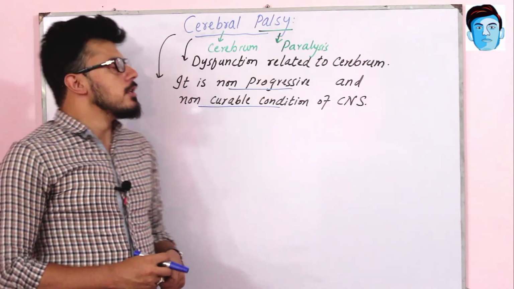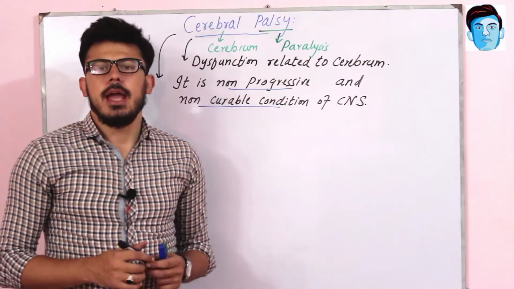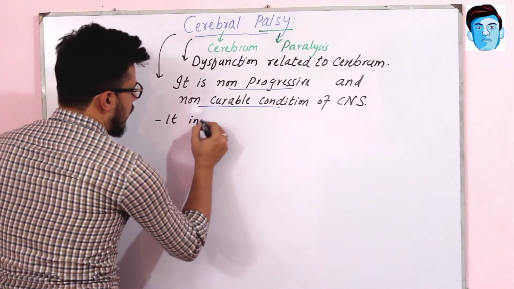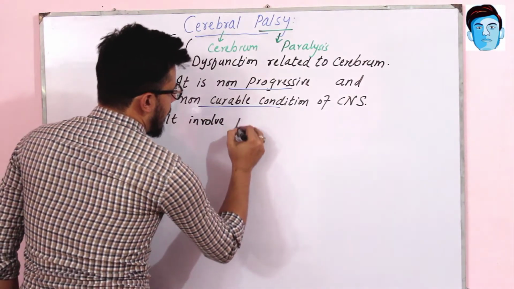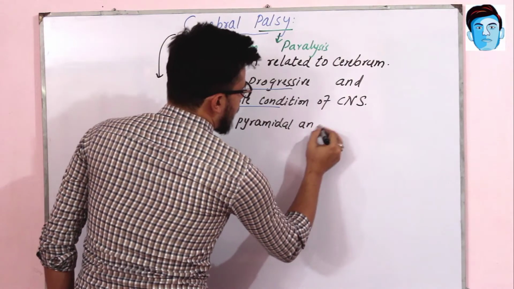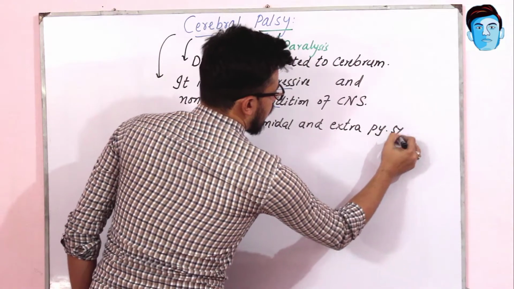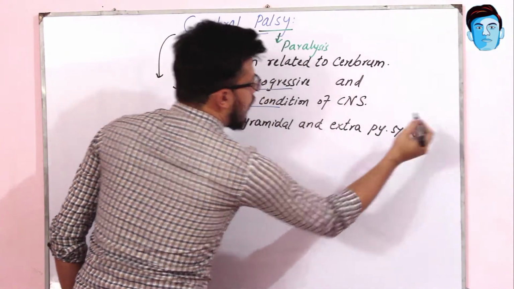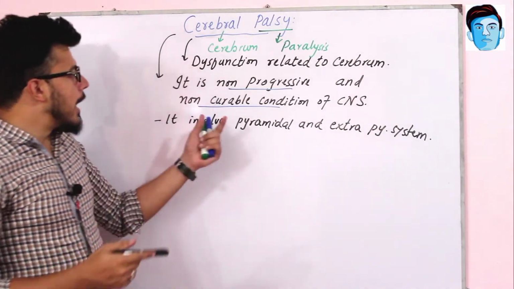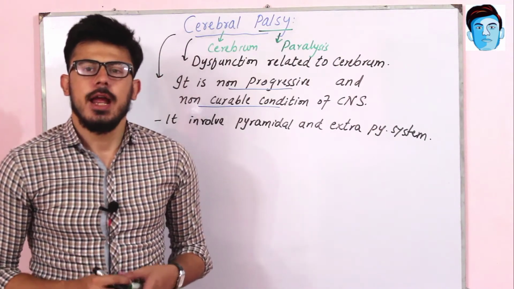It's important. Now actually it involves the pyramidal system and the extrapyramidal system, which help in body movement, posture and balance. So it involves the pyramidal and extrapyramidal system, which help in body movement, posture and balance.